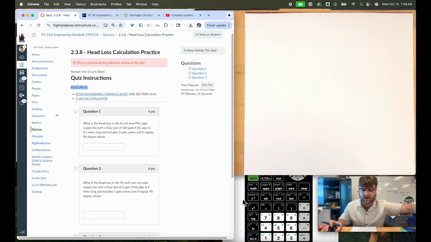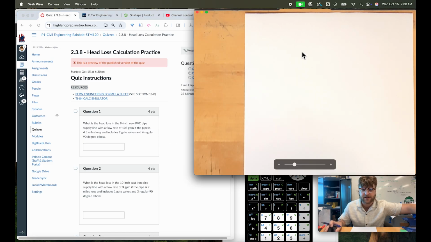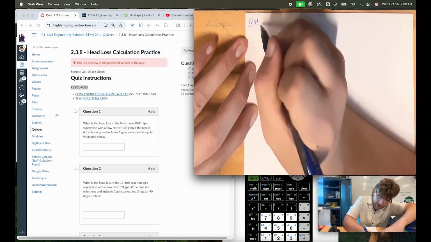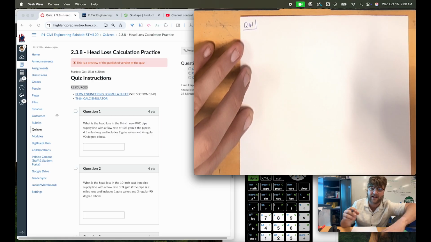And then also I've got the good old TI-84 calculator emulator up as well. So let's go ahead, let's get down to business. We want to make sure that we do a great job, as always, documenting our work, writing very clean, making sure we're unboxing our answers, and also writing out our units.